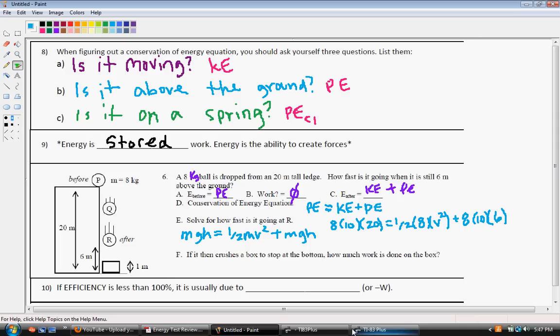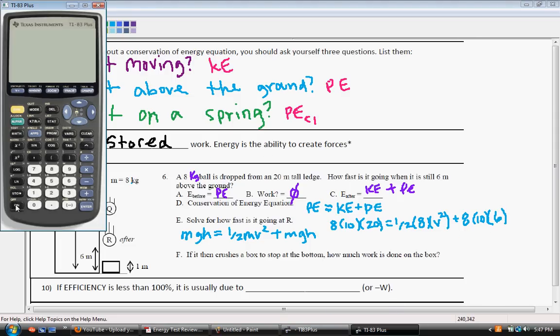So we multiply 8 and 10 and 20 on the left side. 8 times 10 times 20 is equal to 1,600. So 1,600 joules of potential energy equals, and the total of these will equal 1,600 joules. But we're trying to solve for velocity here. 1/2 of 8 is 4, and then we have v squared plus 8 times 10 times 6 this time. So 8 times 10 times 6 is equal to 480.